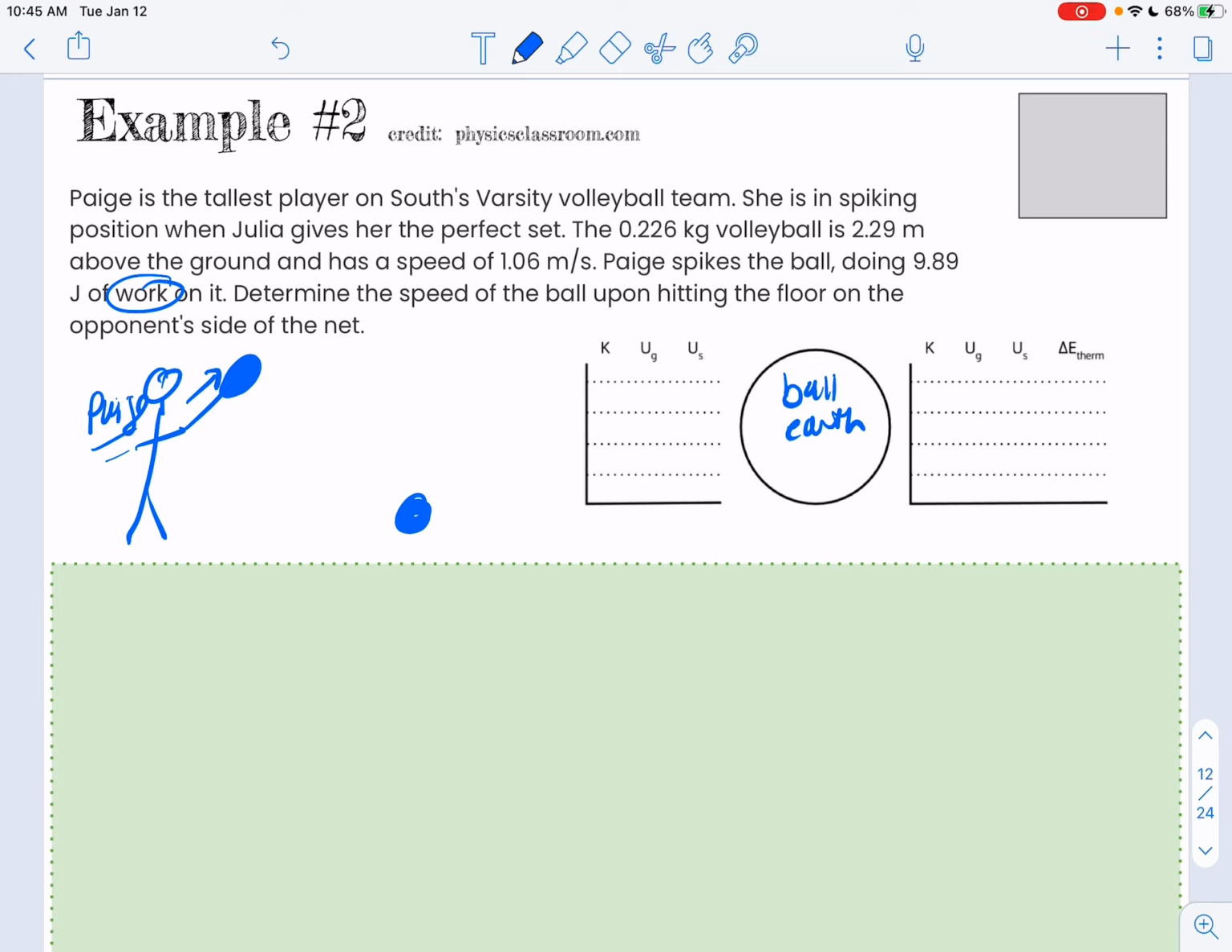All right. Initially, this ball is moving, and it's above the ground, no springs. Then Paige is going to do work on it, so she's going to add work by Paige. She's going to add some kind of energy to the system through her hit. And then later on, the ball is at the ground level, no springs, no air resistance or anything. So then it's only going to have speed.